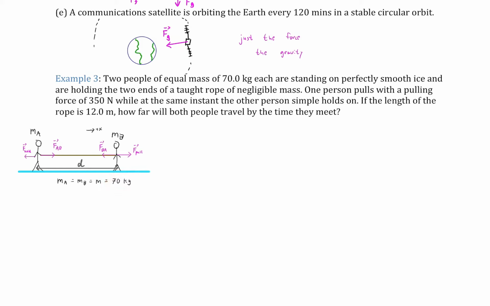The distance between them, d, is the 12 meters that was referenced in the problem. Okay, now what's going on? What are our forces? So the idea is that one person holds on to the rope while the rope pulls on them. The other person pulls on the rope and the rope pulls back. Okay, so that means that we have two force pairs. We've got F_AB equals negative F_hold and F_BA equals negative F_pull.